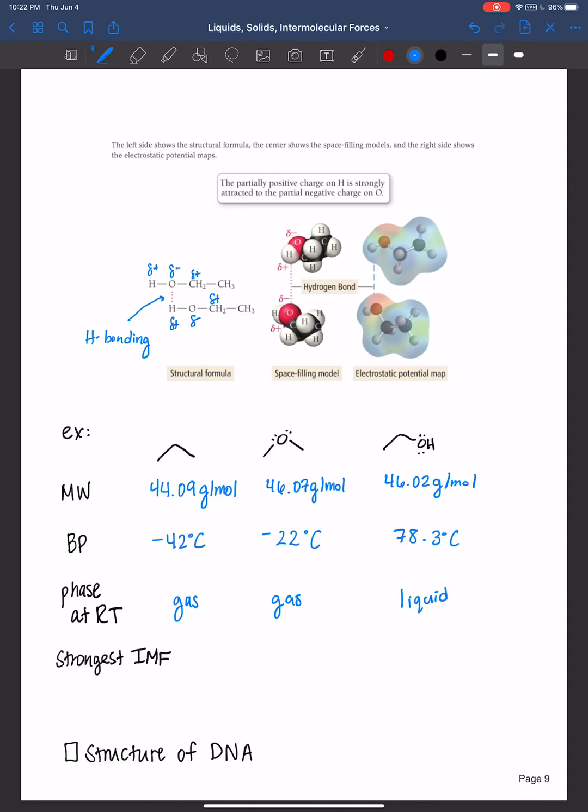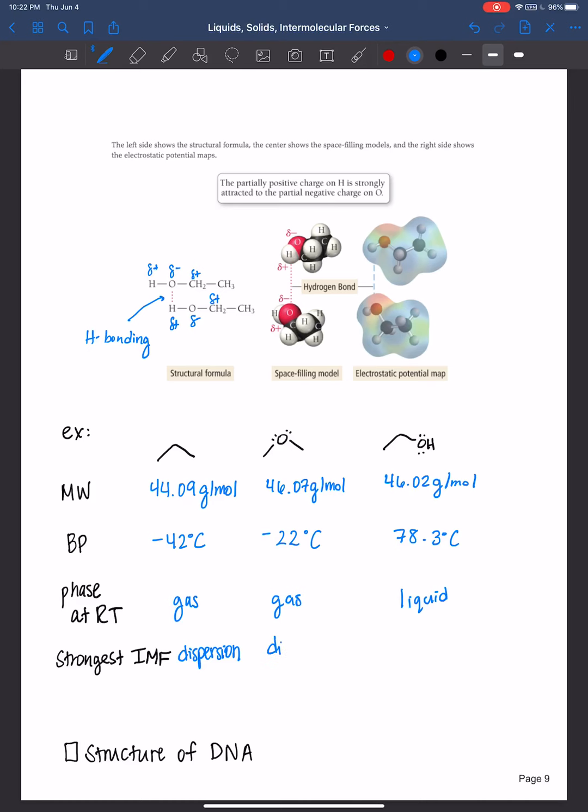And so even though they have the same molar mass, something else is coming into play to give each of these molecules their own unique phase at room temperature. And it all comes down to intermolecular forces, right? And so what's the strongest intermolecular force for propane? Okay, it's dispersion because it's a nonpolar molecule. Excellent. What about for dimethyl ether?